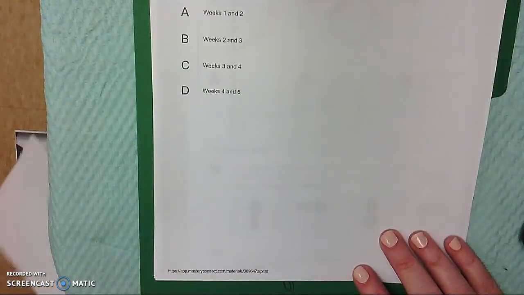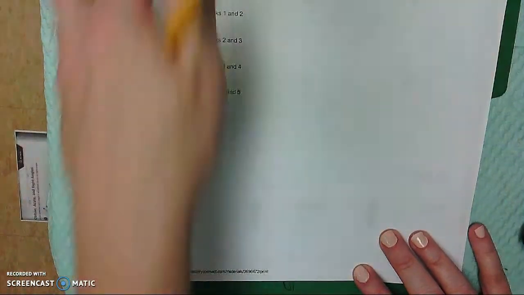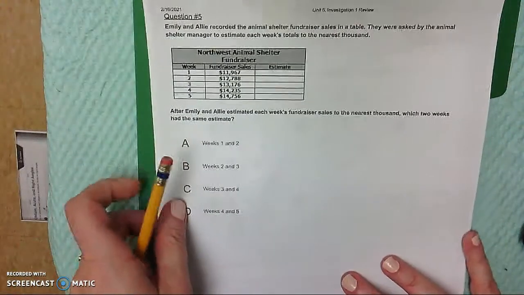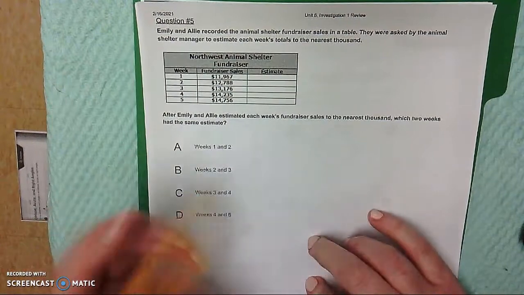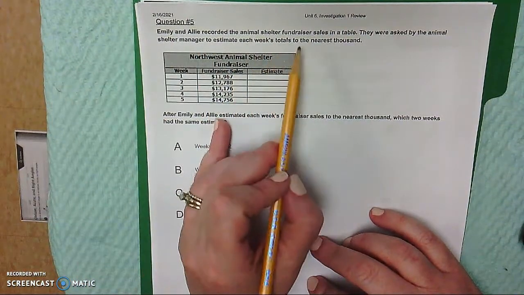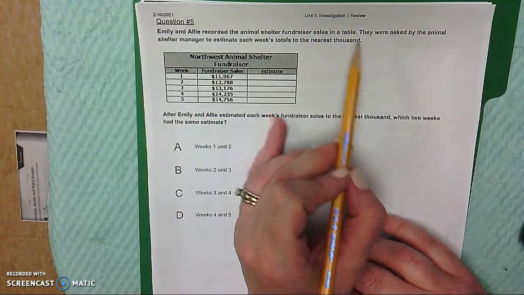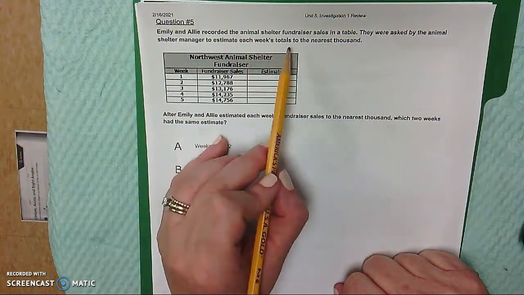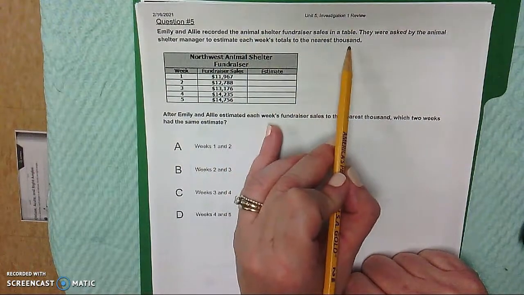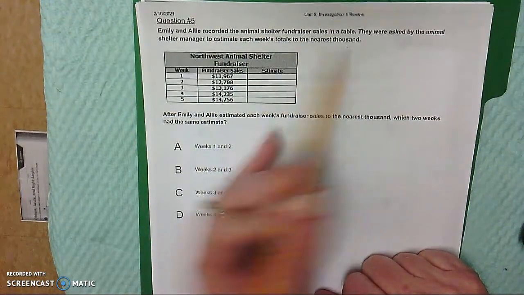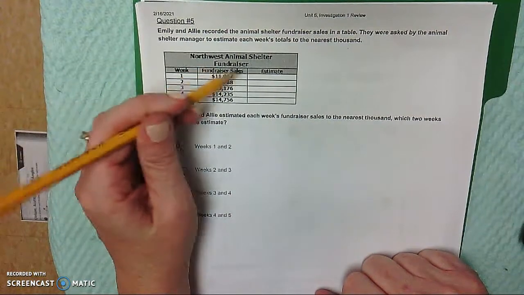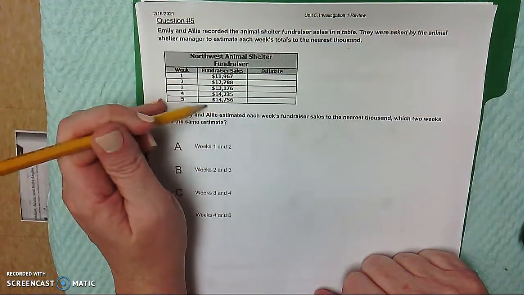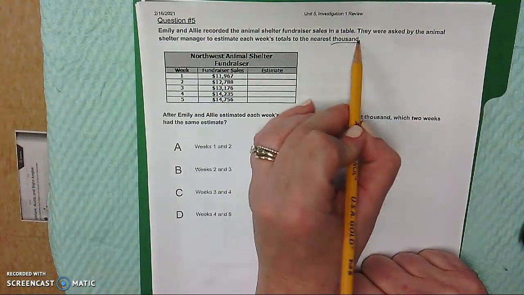All right, and let's go on to problem number 5. Question number 5 says, Emily and Allie recorded the animal shelter fundraiser sales in a table. They were asked by the animal shelter manager to estimate each week's totals to the nearest 1,000. Okay, so they're taking each of these weeks in the sales and they are estimating it to the nearest 1,000.